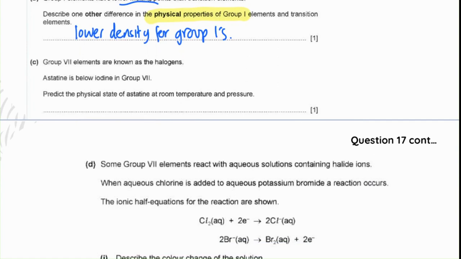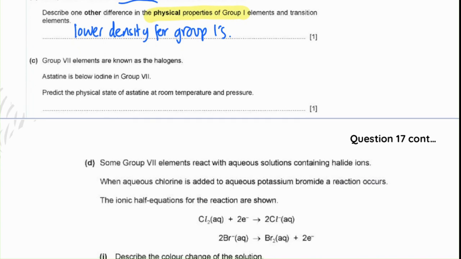Group 7 elements are known as the halogens. Astatine is below iodine in group 7. Predict the physical state of astatine at room temperature and pressure. Well, as we go down the group, we've got fluorine, chlorine, bromine, iodine, and astatine. They get darker as we go down the group. So iodine is actually as dark as it can get. It's black and it's a solid.